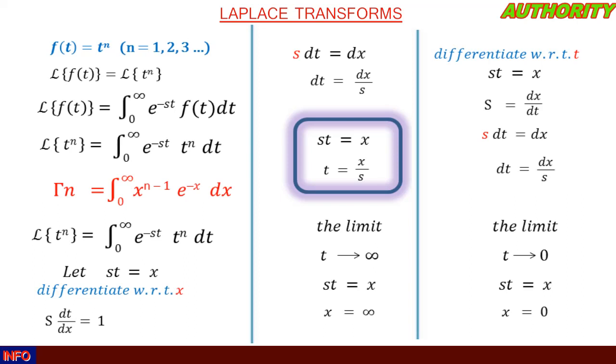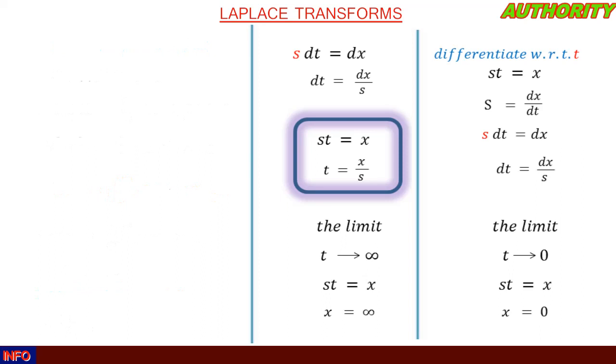So here we say that the upper bound, as t approaches infinity, x will also approach infinity. Then the lower bound, as t approaches 0, x will also approach 0. Is that clear? Good. Now let's go.